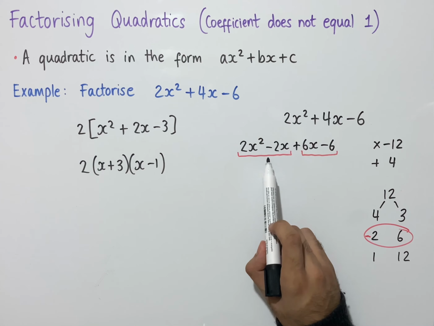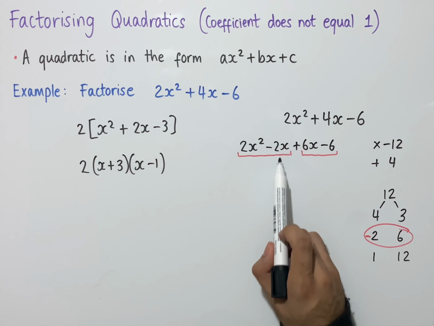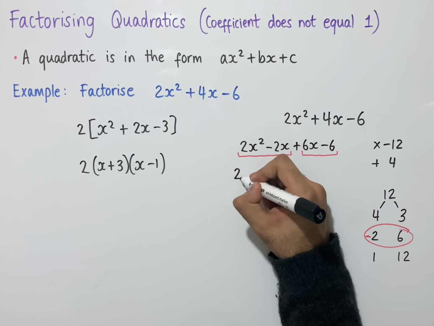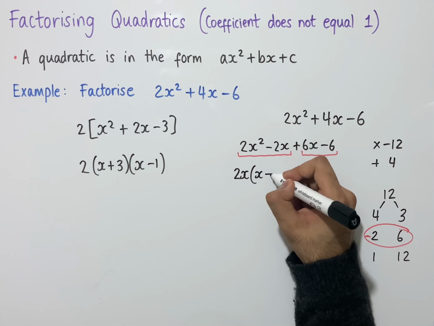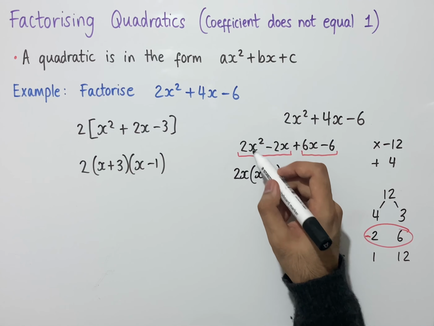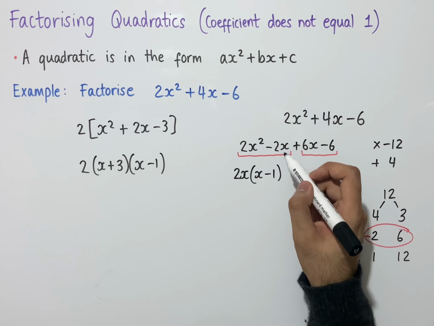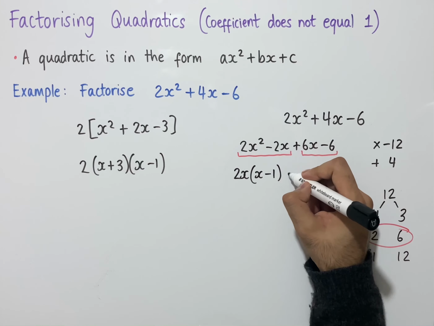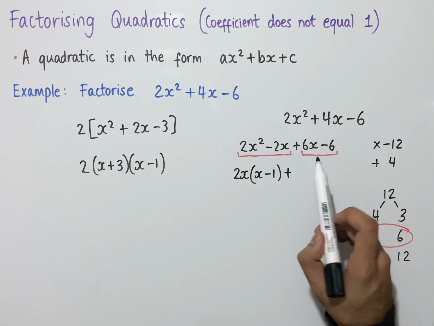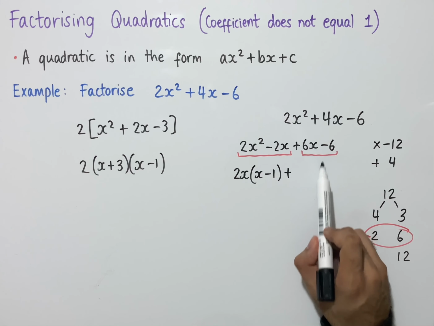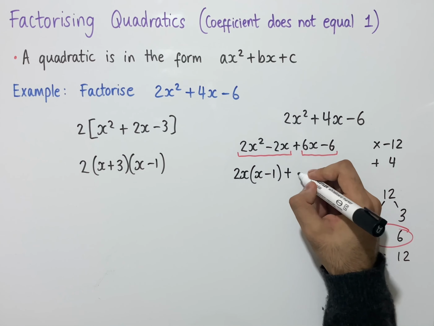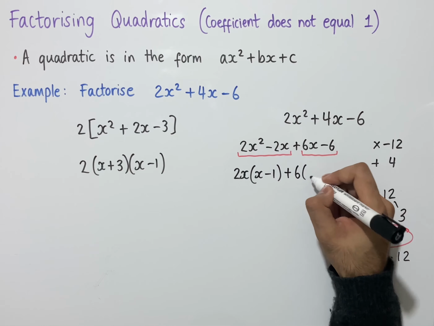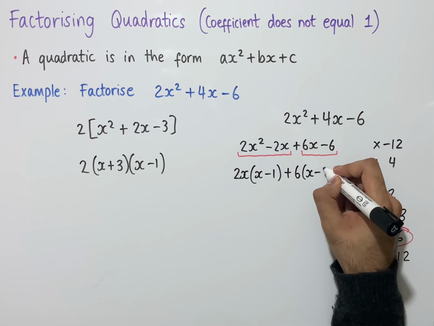And so the highest common factor of 2x squared and minus 2x is 2x, and in brackets we're left with x minus 1. So 2x times x is 2x squared, 2x times minus 1 is minus 2x. And then we're adding on, and now we look at the second set of terms. So the highest common factor of 6x and minus 6 is positive 6. And in brackets we're left with x minus 1.